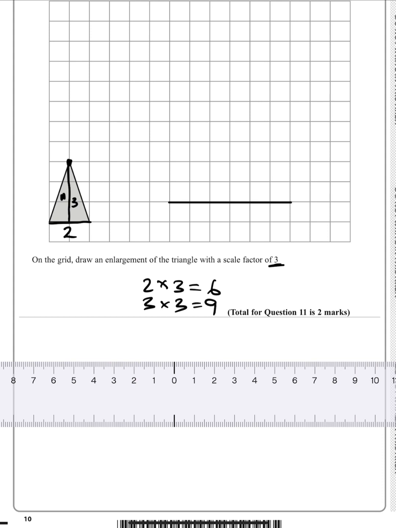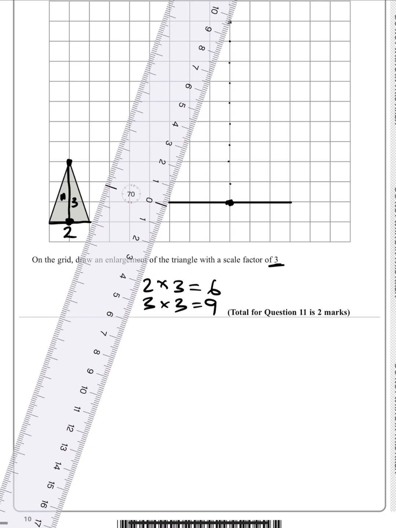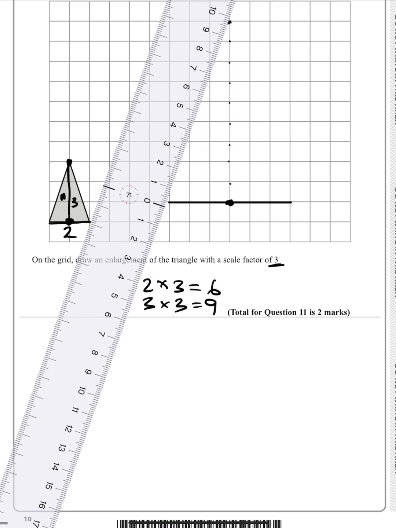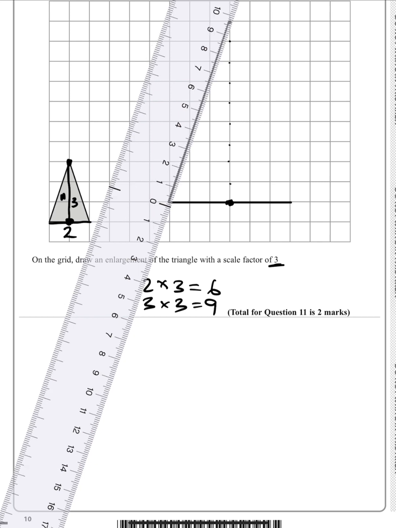So my new height of my new enlarged triangle is going to be 9 squares high, and it's actually going to be from the middle, just like it is in my original triangle. I'm going to go in the middle of this base here, 3 squares in, and I'm going to count up 9. 1, 2, 3, 4, 5, 6, 7, 8, 9. And now I end up here. So that is actually where I'm going to join the base of my triangle to this point at the top. And I'll do the same on the other side.